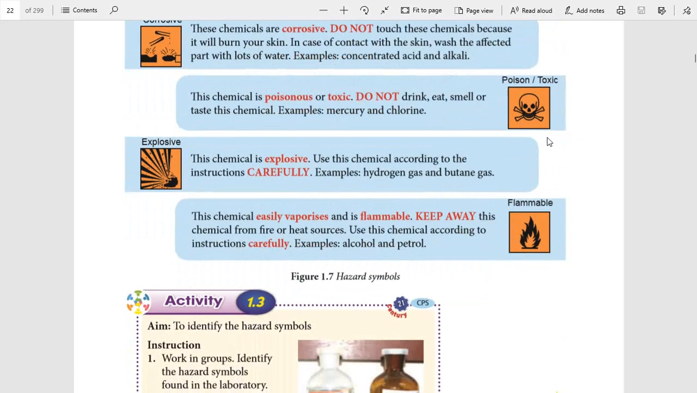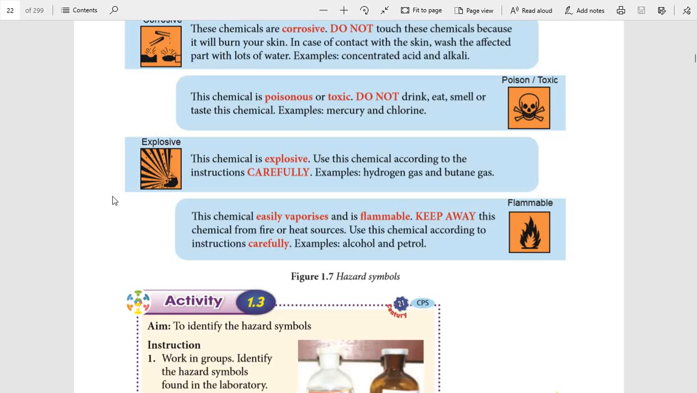The skull symbol means this chemical is poison or toxic. So do not drink, eat, smell, or taste this chemical, for example mercury and chlorine. Chlorine in small amounts we can use. For example, we use chlorine in our water to treat it and make it clean. For example, in the swimming pool, it looks blue in color. Actually, the color is from the chlorine.